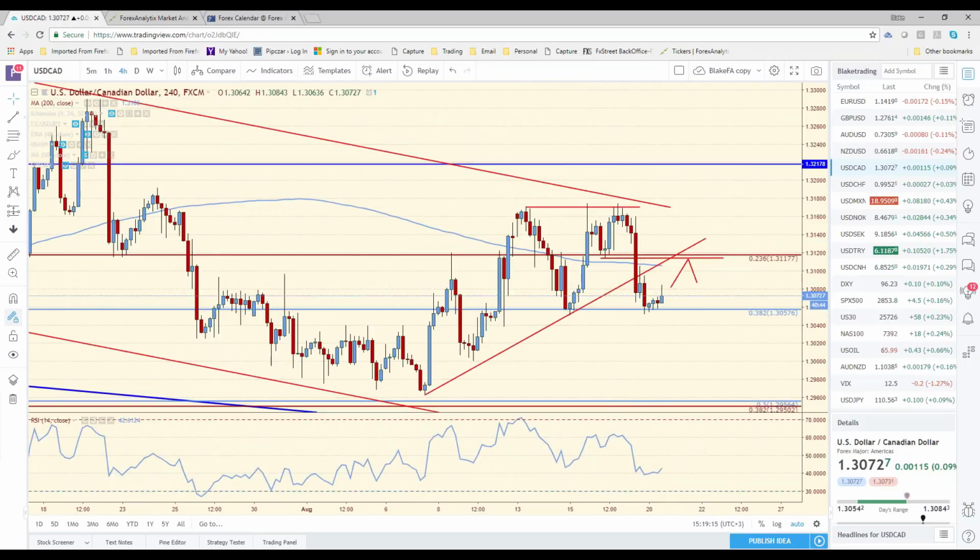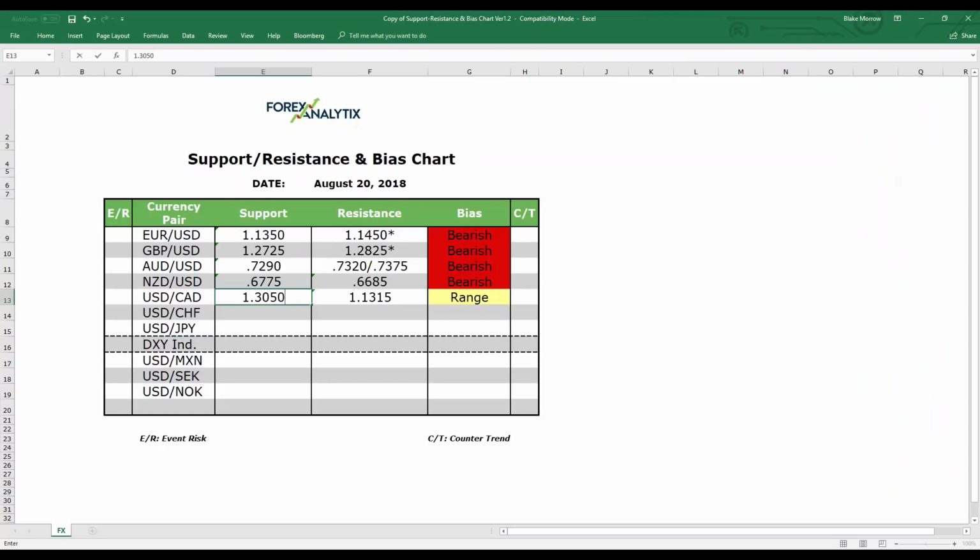So this is pretty key support, because if we break this, then we've got some sort of flag pattern. If we break this, we're going to the lower end of the range, right? And if you think about, okay, what if the euro continues to recover here? What if the euro bounces to 114.50? That could take the dollar Canadian down through the support. So that support right now is going to be 130.50, and that's probably pretty key for today. Okay, 130.50. Excuse me really quick while I get some of my coffee.